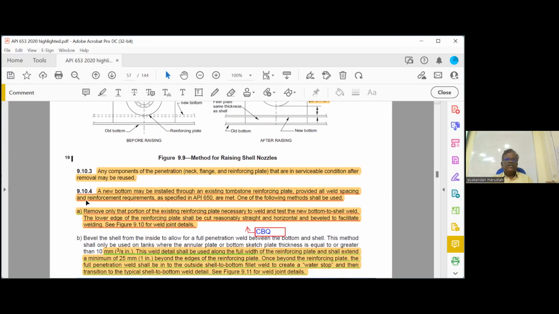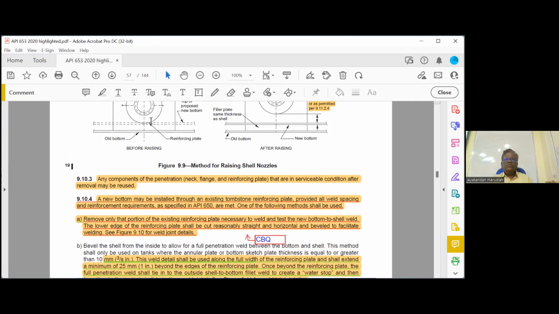Then highlight 9.10.4. A new bottom may be installed through an existing tombstone reinforcement to provide all the welding. If there is already a tombstone plate, we can cut it and remove only that portion of the existing plate necessary to weld. The lower edge of the ring shall be cut reasonably straight. When you are cutting through the reinforcement plate, you have to cut it straight.